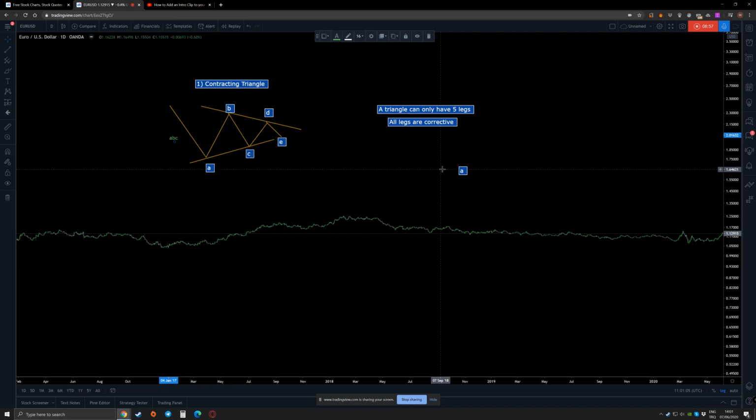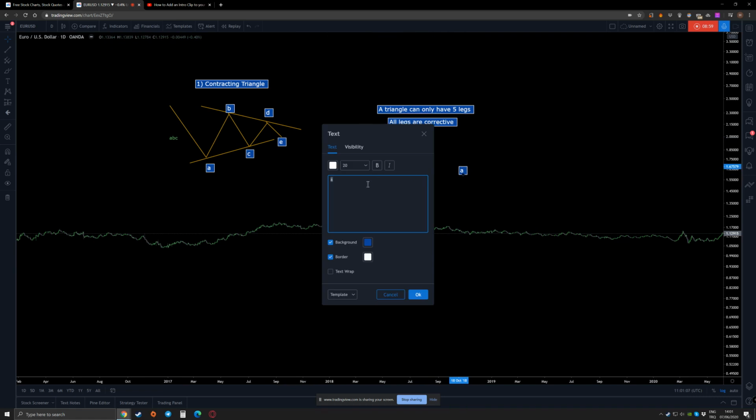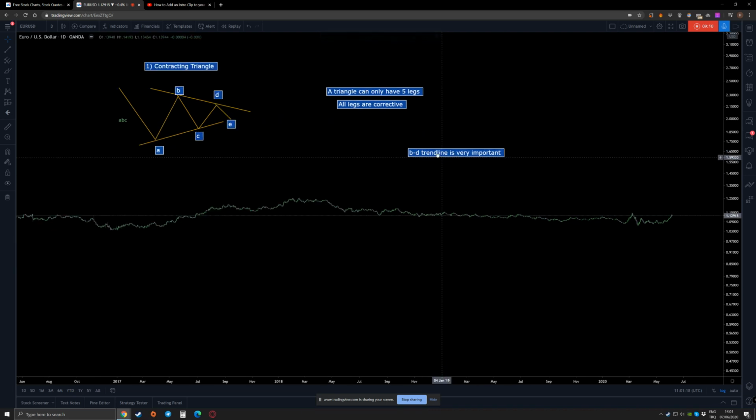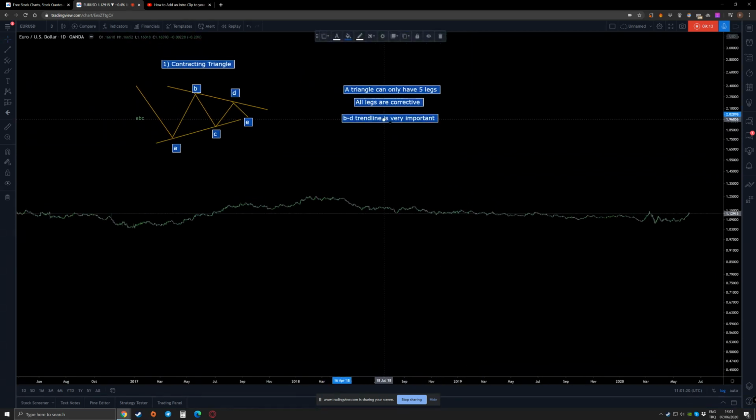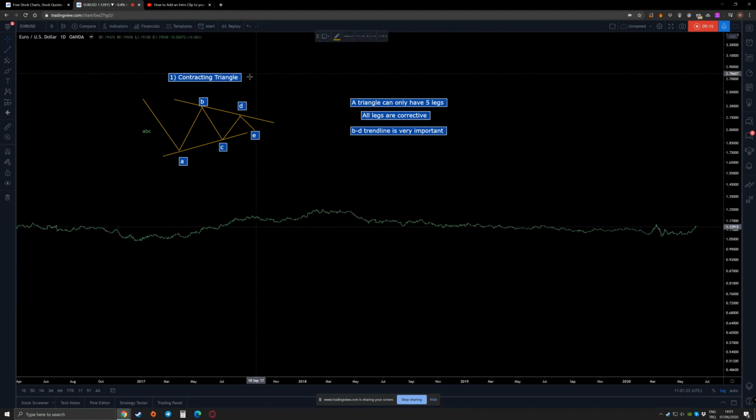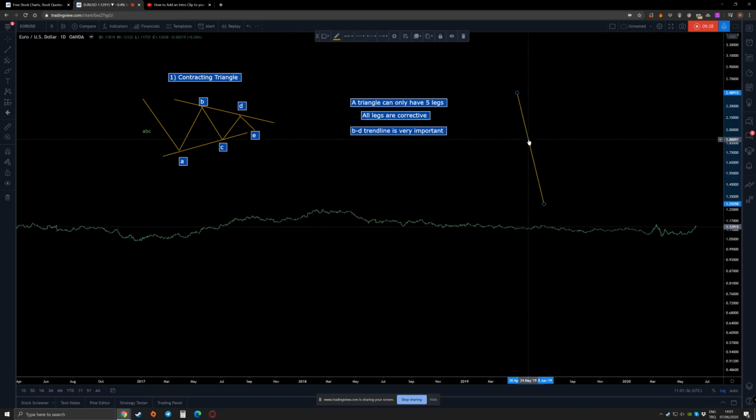And the other very important thing is this B to D trend line is so crucial. It's very important because it represents when this triangle ends, and it also represents where this triangle will break. So if the B to D is on the upside, it means the move will go up. If this B to D wave was down, it means that this triangle would go down. Okay, this is very important.